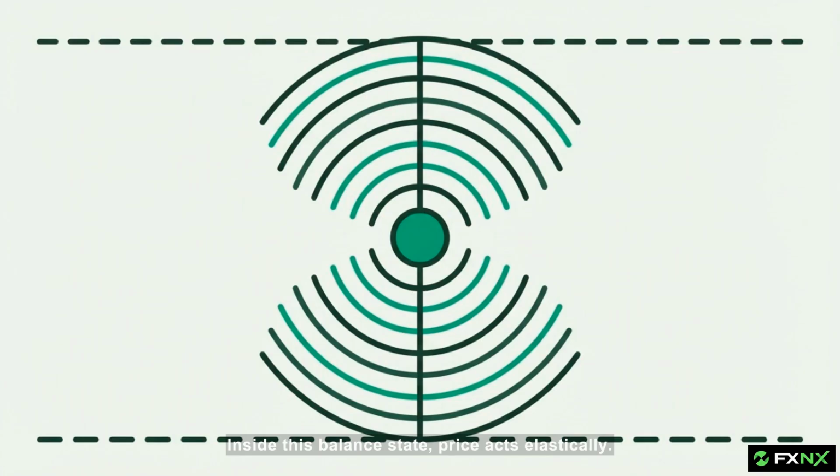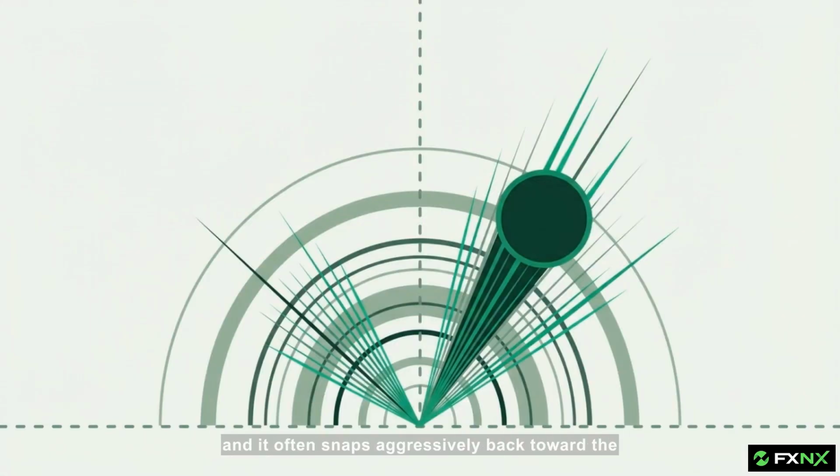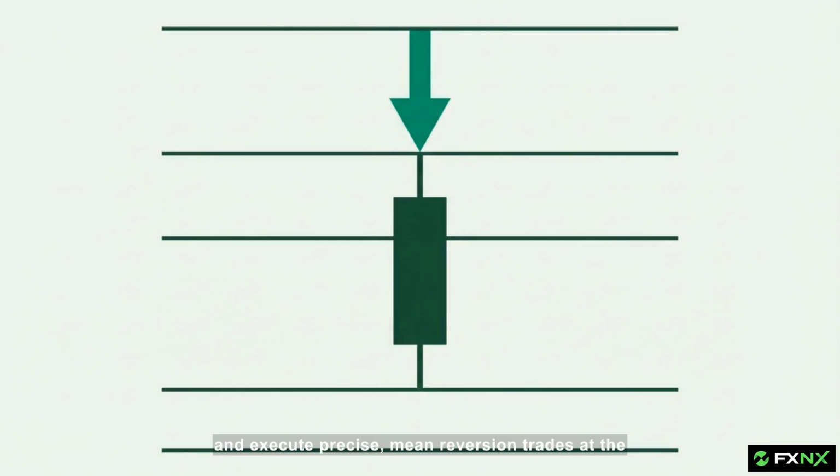Inside this balance state, price acts elastically. When it stretches too close to those outer extremes, the market views it as overvalued or undervalued, and it often snaps aggressively back toward the point of control. Establishing these volume-based boundaries allows you to ignore the noise and execute precise mean reversion trades at the edges of value.